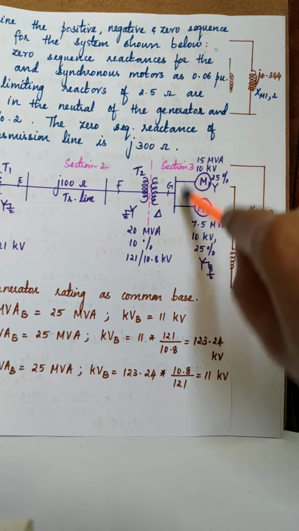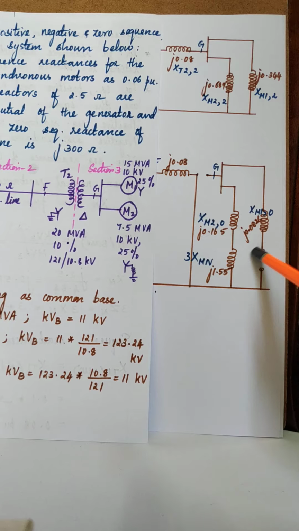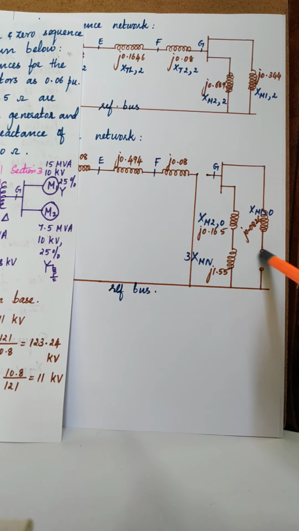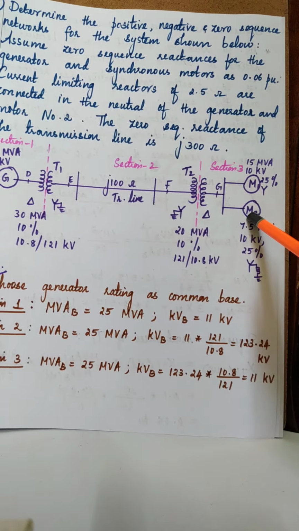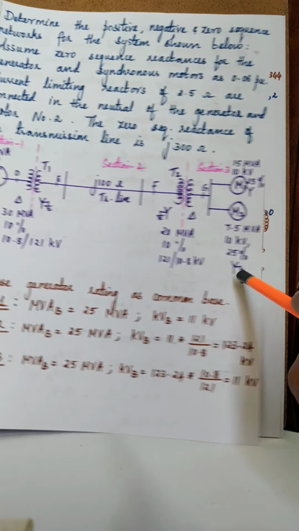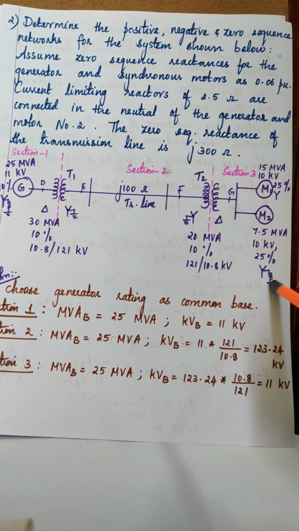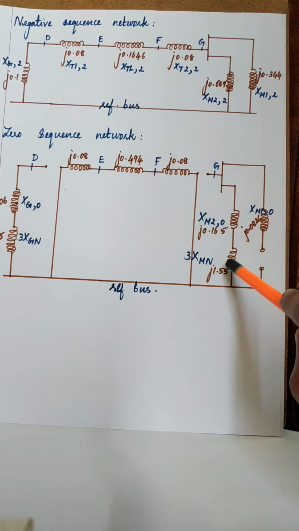Then coming to the load side, section 3, the motors. So motor 1, motor 2. For motor 1, the zero sequence reactance is calculated. And see, the star is left ungrounded. So you have to leave the neutral reactance place open. Okay. So coming to M2, write Xm2, the zero sequence component of motor 2, in series with 3 times the neutral reactance in per unit, which we have already calculated.